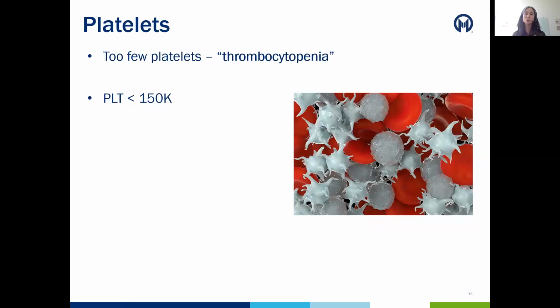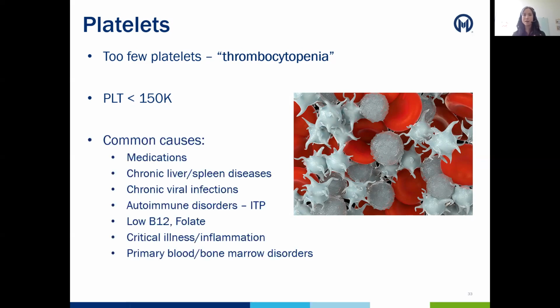For platelets, too few platelets refers to a condition called thrombocytopenia, and that's usually when the platelet count is below 150. Common causes: many different medications can cause low platelet counts, as can chronic liver and spleen issues. So the liver makes a hormone called thrombopoietin that helps us to make platelets, similar to how the kidneys make EPO to help us make red blood cells. So anyone with chronic liver diseases like cirrhosis can have low platelet counts because of that lack of thrombopoietin production.